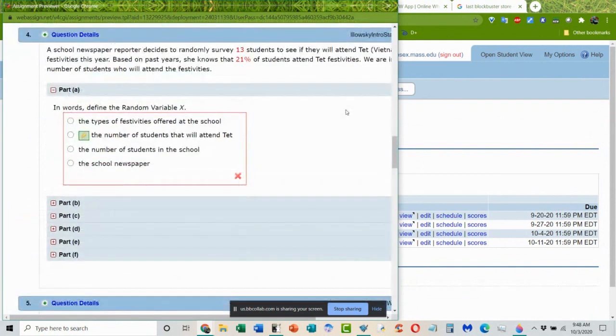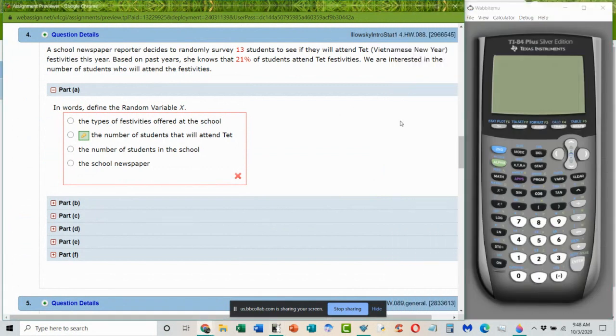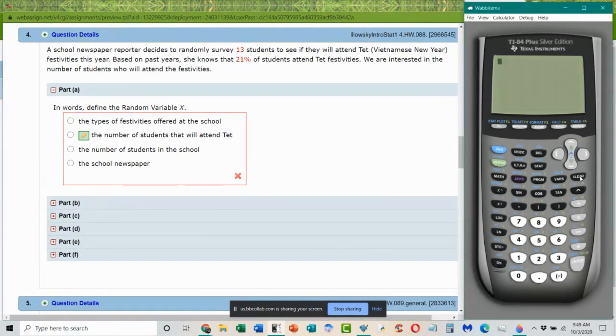So here in number four, they have a binomial distribution. It's binomial because there's two choices. They either go to Tet or they don't go to Tet. All right, I'm hoping I pronounced that right, but it's only three letters. I can't imagine any other way to pronounce it. But that doesn't mean I'm not pronouncing it wrong.